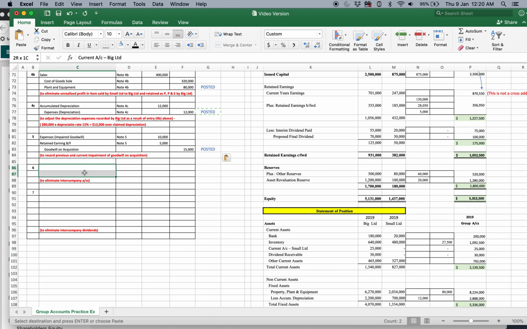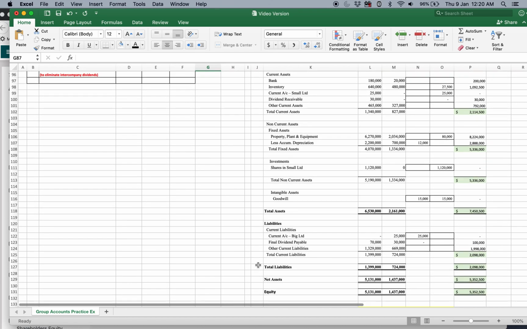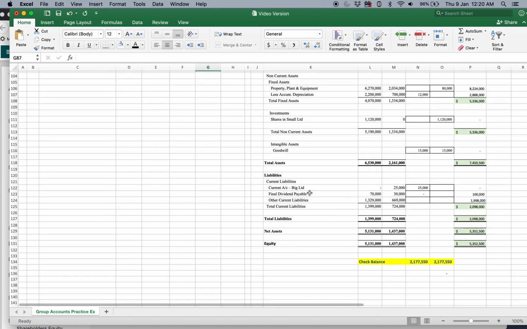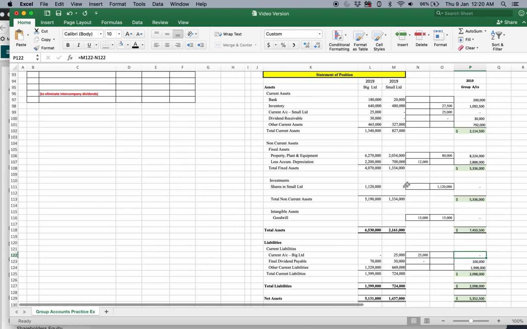So the journal to get rid of that is relatively straightforward: we need to debit one and credit the other. So basically 25 there, 25 there. Okay, so if we go down and see, that should have got rid of the 2. So there it is. That was 25, we debit it, it's gone. And corresponding up here, asset, credited, it's gone.